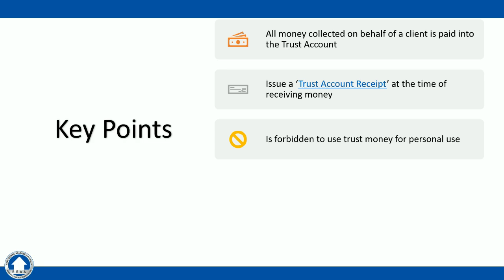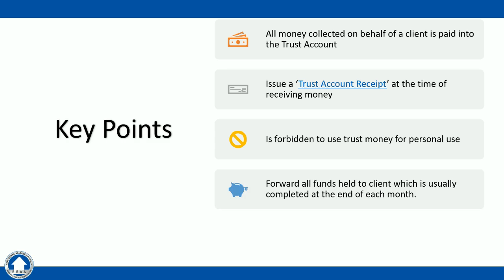It is forbidden to use trust money for personal use. So as an example, a tenant comes in to pay a rent of $500 at 3 p.m. on a Friday afternoon. The agent cannot use that money to go and buy groceries and then transfer the money from their bank account to the trust account. That would show a different paper trail and it would be a forbidden use of trust money.